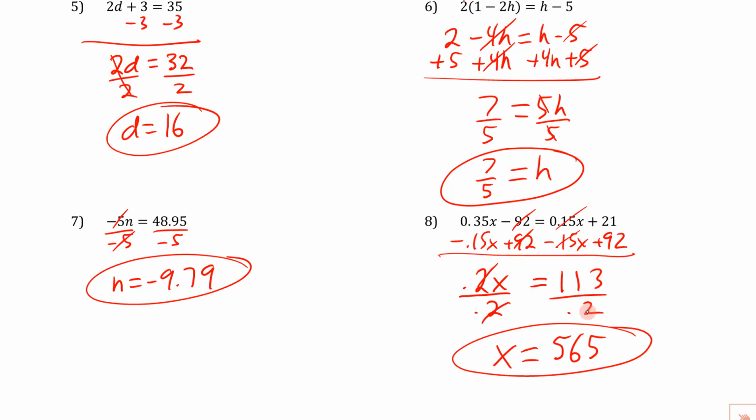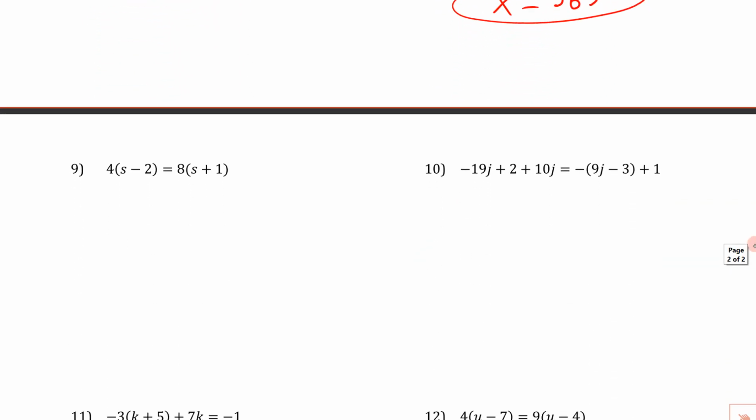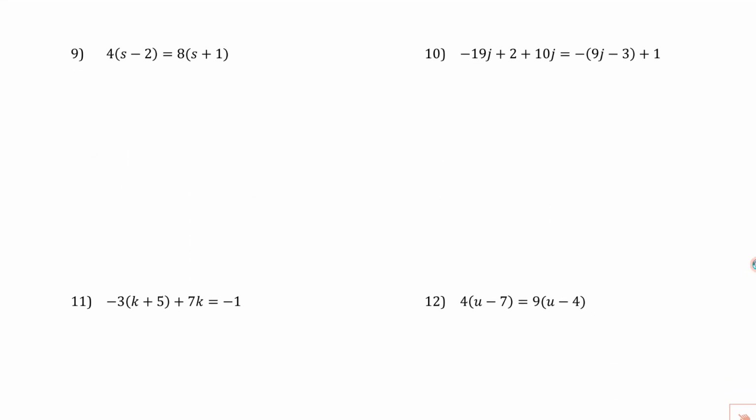You might want to think about why this answer is so big. We've got this number 113, and we're dividing by this pretty small decimal. That small decimal is going to go in there a lot of times. That's why that number gets bigger rather than smaller, which usually happens when we divide. Okay, we're going to flip the page over and take a look at this one. This is number 9. Again, we're going to simplify the sides before we solve. So we're going to simplify over here by distributing.